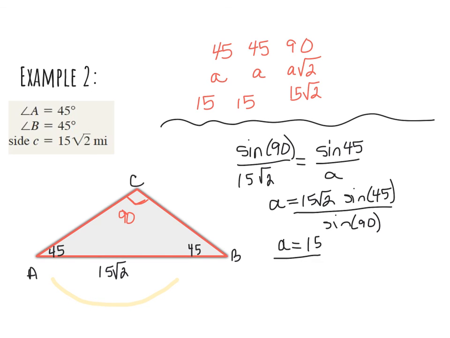I could do this exact same law of sines for the next piece, or I could again recognize that these two angles are the same, therefore the side lengths would be the same. And now we have found all 6 pieces of information, either using law of sines or special right triangles, whichever one you prefer.